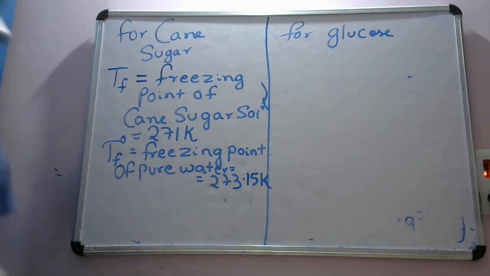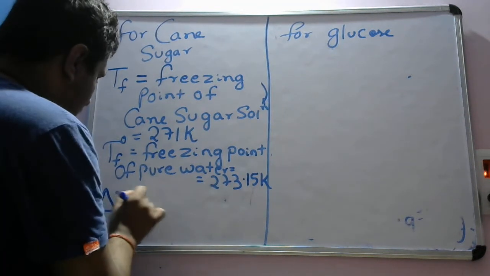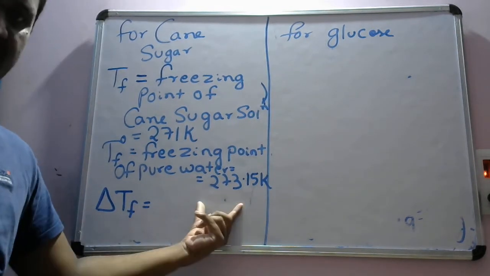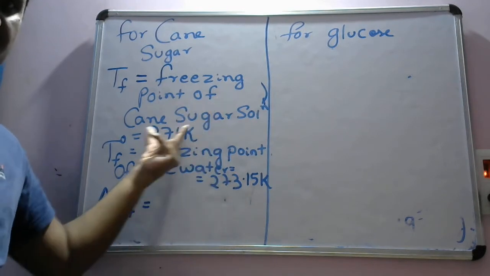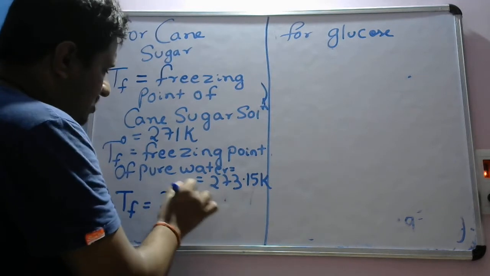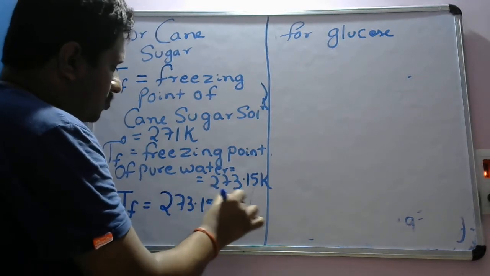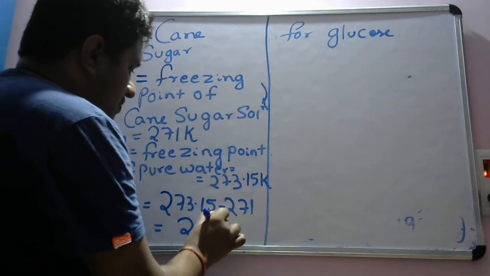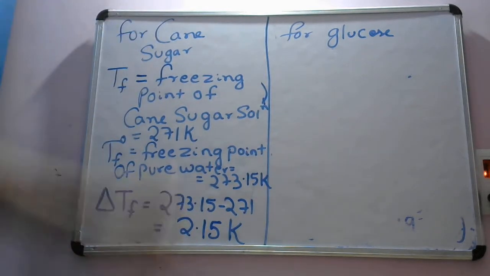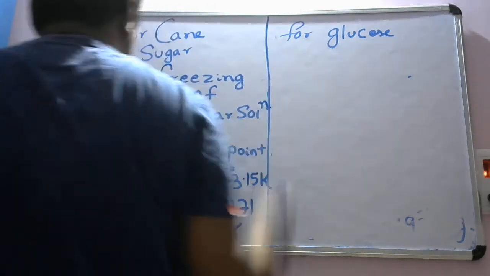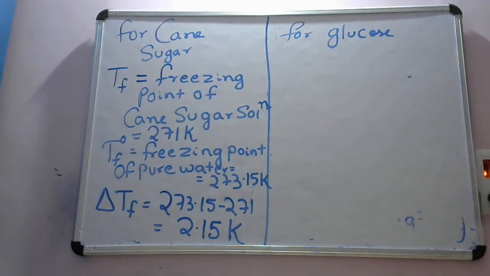Now we can calculate the delta Tf, that is the decrease in freezing point. You can see, compared to the pure water, the solution has a lower freezing point, 271. So delta Tf will be 273.15 minus 271, that is equal to 2.15 Kelvin. So this is the calculation for depression or decrease in freezing point. Okay, complete this calculation, then we will proceed further.